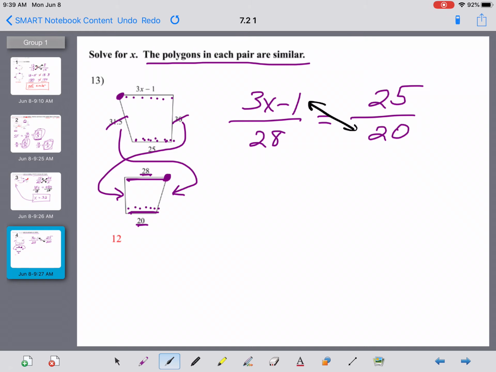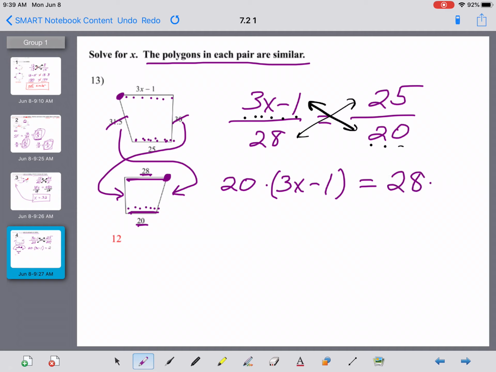Two things make this complicated. Number one, we have a binomial right here multiplied by a monomial. And then the second thing is we've got some pretty big numbers here to deal with. So let's go slow with this one. We're going to take 20, which is our monomial, and multiply that by our binomial, 3x minus 1. But anytime you're multiplying a monomial by a polynomial, we need to have parentheses right there. Equals, and the other cross product is going to be 28 times 25.